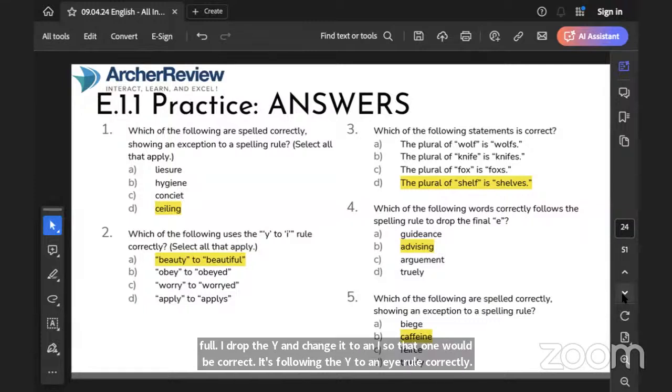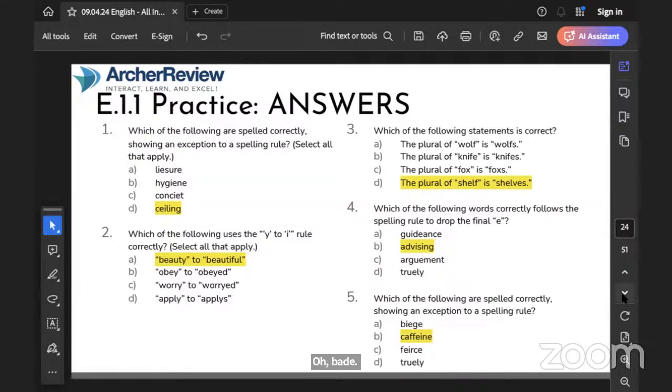Obeyed. That's an exception to the Y to an I rule. So it's not changing the Y to an I. So that one wouldn't work because it's not actually changing to an I. Worried is spelled wrong. Hygiene, how is? It's not. Hygiene is spelled correctly in letter B of number 1. It's spelled correctly. It's not an exception.